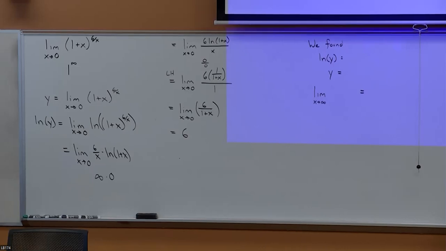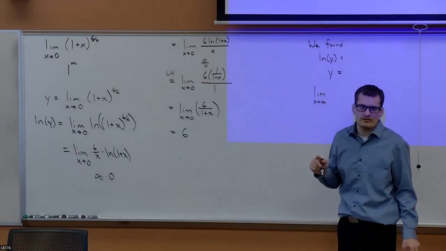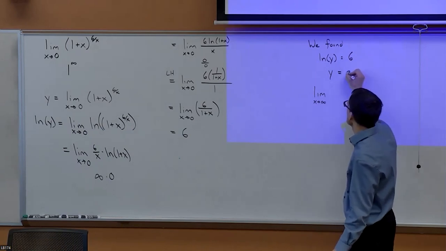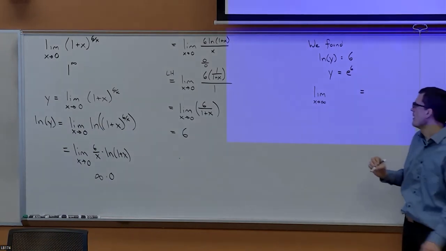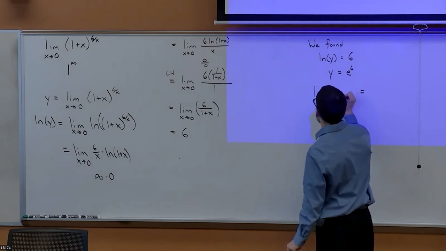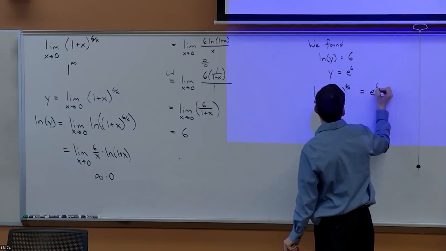Now, as x goes to 0, plug in 0 into x, you just get 6/1, 6. Again, we haven't found what we were looking for to begin with. What we found is that the natural log of what we're looking for is 6. So this is the e to the 6th case. So my limit as x goes to 0 of (1 plus x) to the 6/x is equal to e to the 6th power.